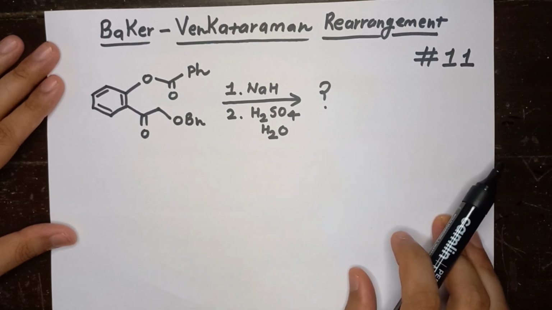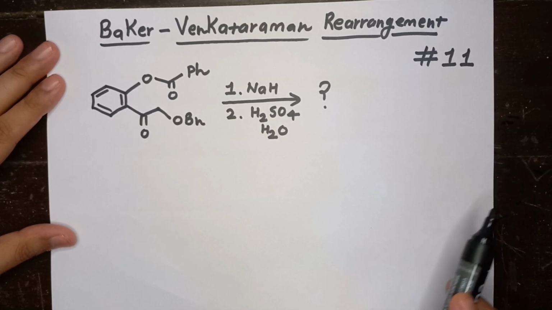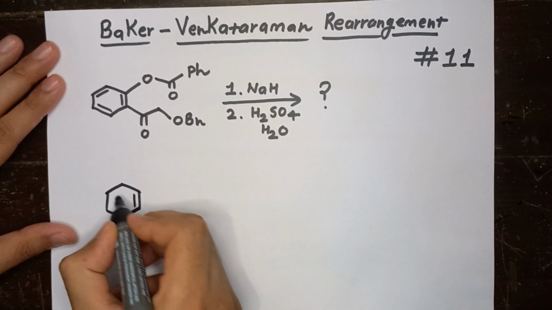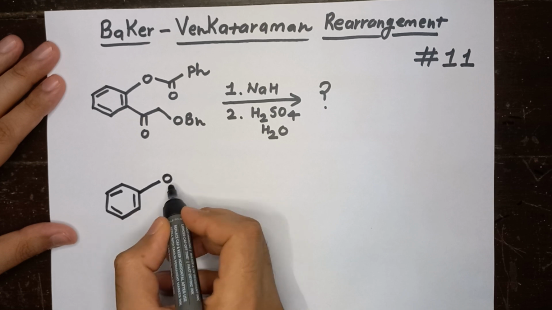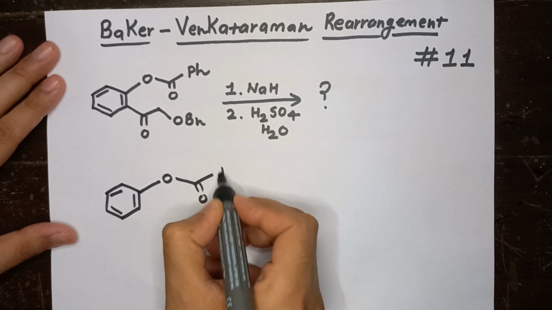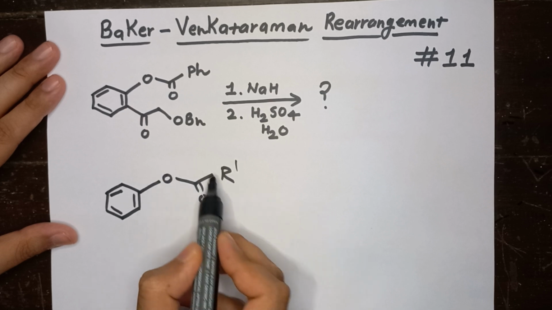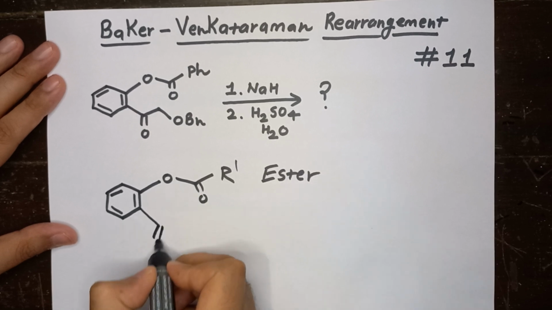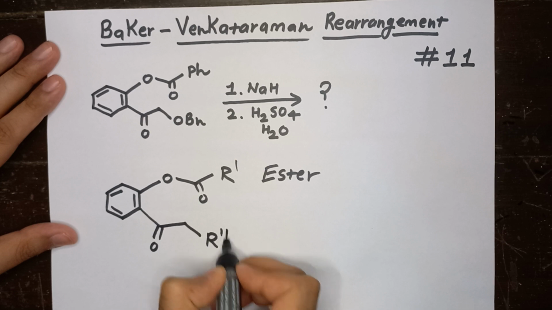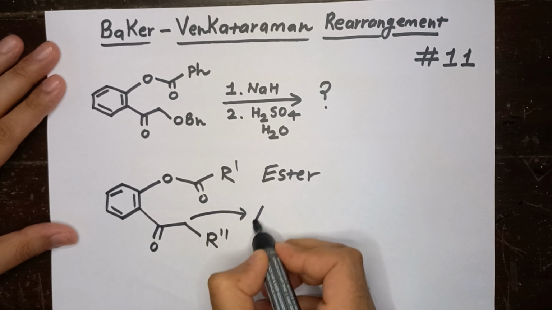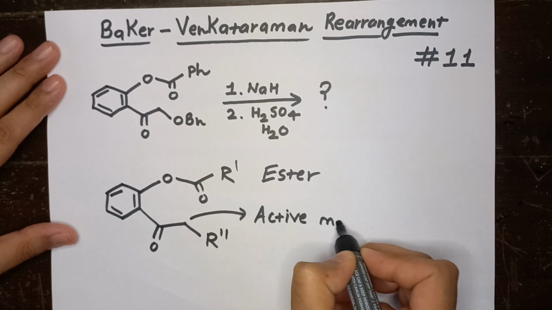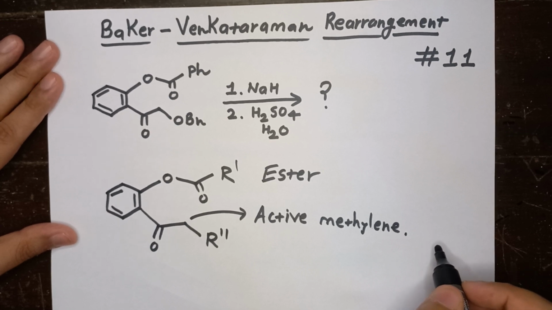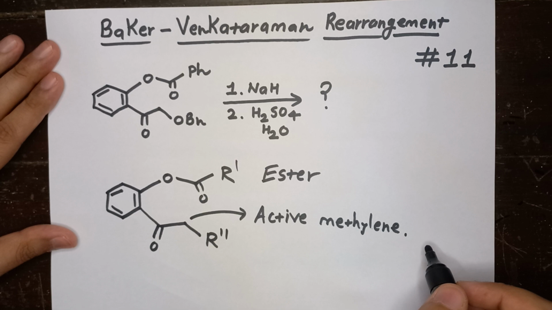So let's discuss the Baker-Venkataraman rearrangement. In this reaction, usually your starting material will look like this. So you will have an ester as one part of your starting material, and second, you will have this active methylene group. So this is how a starting material of the Baker-Venkataraman rearrangement looks.